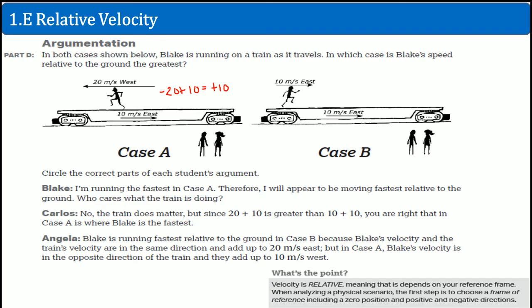Plus 10. No. Nope. This is negative 10. Yep. This is 10 plus 10, which is equal to 20. Good. All right. So, Blake says, I am running the fastest in case A, therefore I will appear to be moving fastest relative to the ground. Who cares what the train is doing?